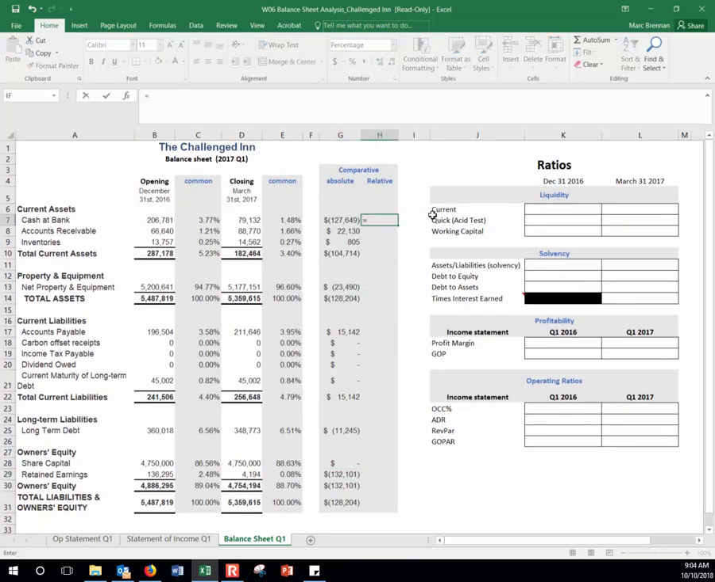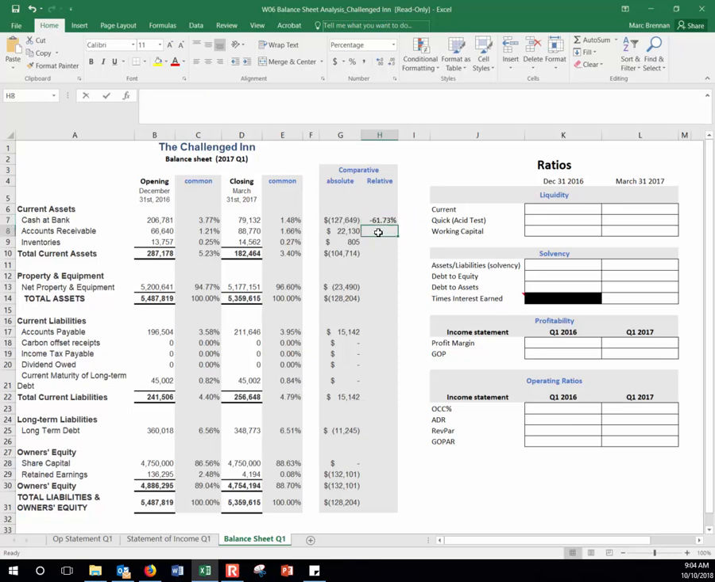And then our relative change is going to be our absolute change, which is negative $127,649, divided by the previous period we're comparing it to. Okay, not last year because we're looking at quarters. So $206,781. So we went down by 61.73%. We decreased our cash by that much. See how it looks like an even bigger number now.